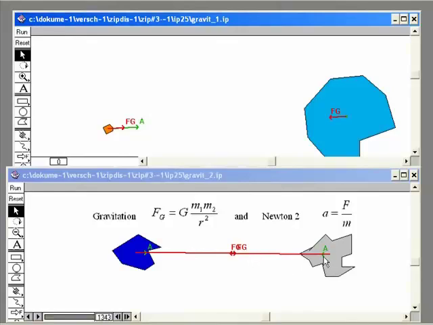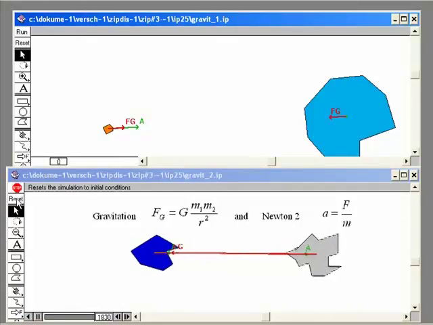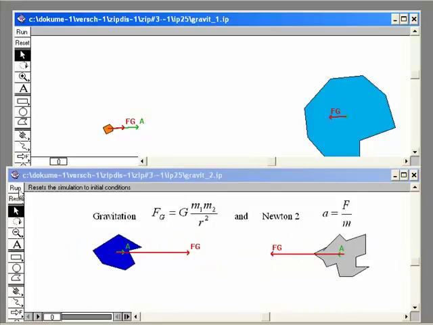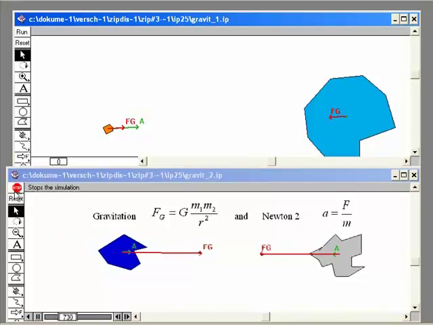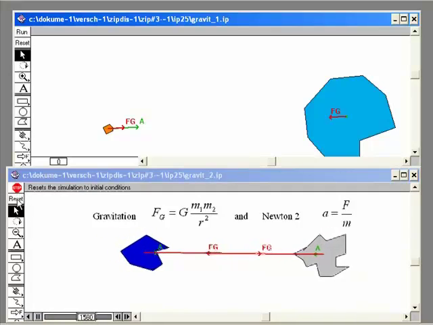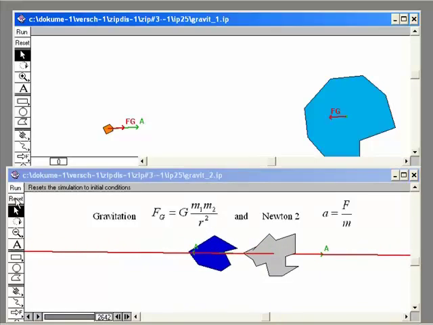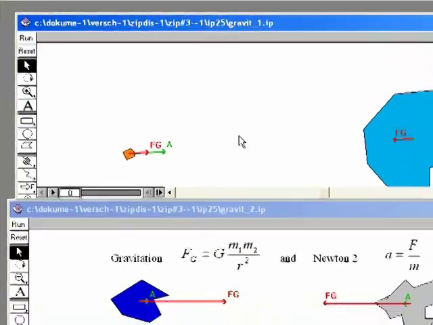The acceleration here depends on that force, which is the same for both, divided by the mass of each object. These two objects have virtually the same mass, so therefore the acceleration is virtually the same, and you probably don't see a difference. And at some point, the acceleration and the force becomes so large that it gets out of the picture.